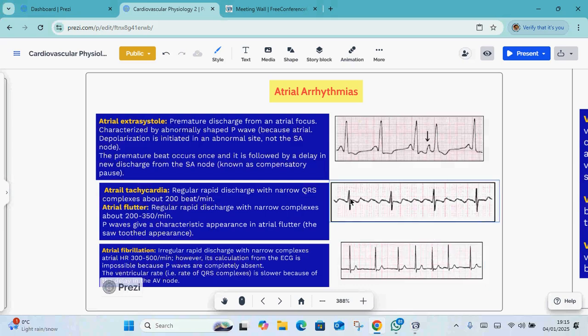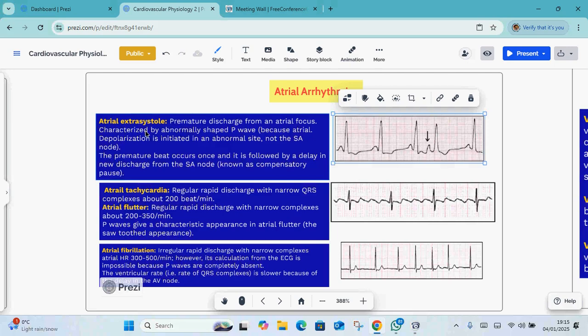Atrial flutter: continuous P waves. The difference is that there is no P wave in atrial fibrillation. Here there is rapid discharge, so many P waves. The isoelectric line in a normal ECG is flat. When it is like zigzag or sawtoothed, this is called atrial flutter. And when the P wave is there but it's abnormal, this is called extrasystole.